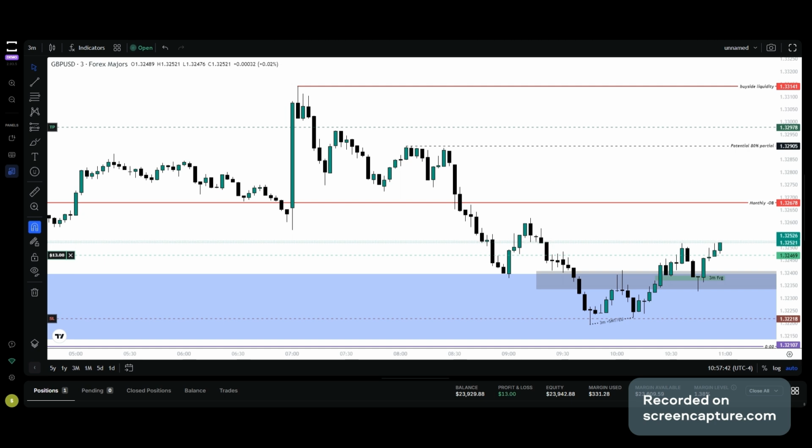So yeah, I like to see that. Still got 3 minutes until 11 o'clock. Like to see price get really animated above this high.